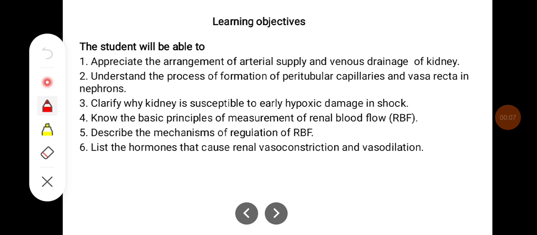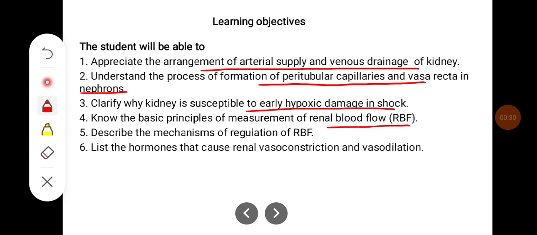The learning objectives of this class would be to appreciate the arrangement of arterial supply and venous drainage of kidney, understand the process of formation of peritubular capillaries and vasa recta in nephrons, clarify why kidney is susceptible to early hypoxic damage in shock, to know the basic principles of measurement of renal blood flow, to describe the mechanism of regulation of renal blood flow and list the hormones that cause renal vasoconstriction and vasodilatation.